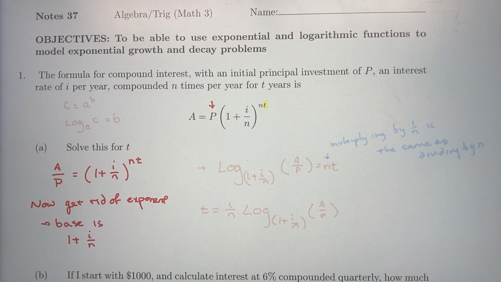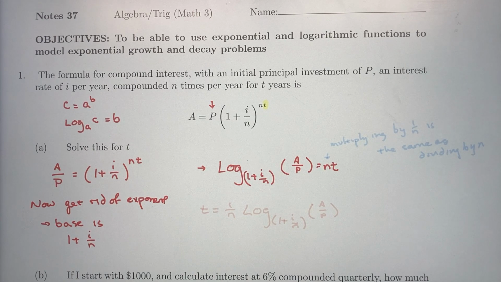Okay, so how do we get rid of an exponent? Remember that c equals a to the b means log base a of c equals b. The base of the exponent is the base of the log, and go across the equal sign, so it tells you the exponent. So if I turn this back into log form, it's log with that wonderful base. Go across the equal sign.